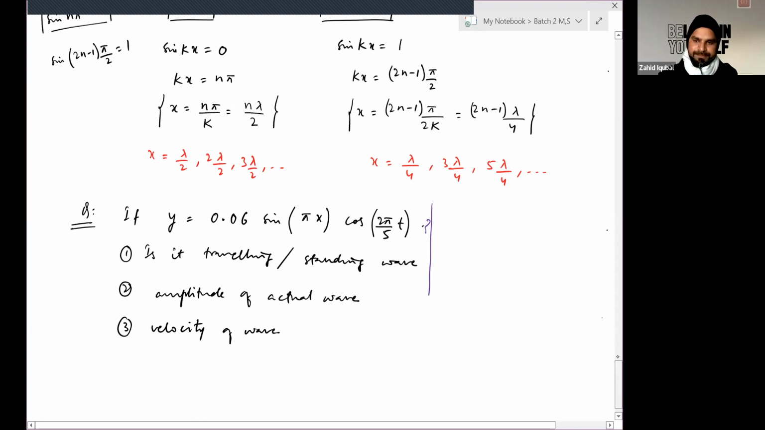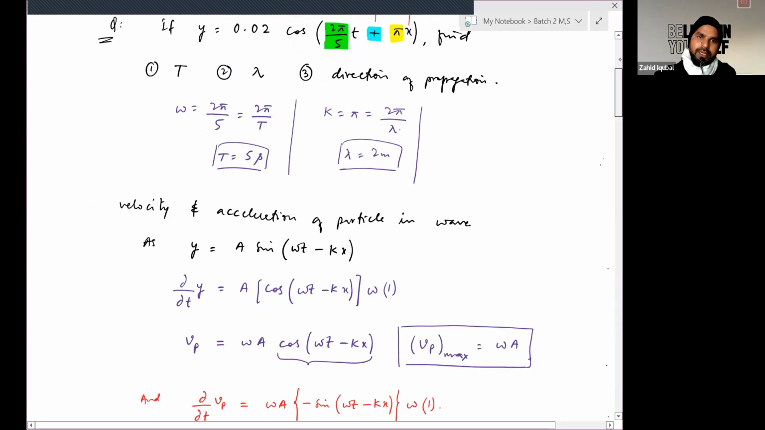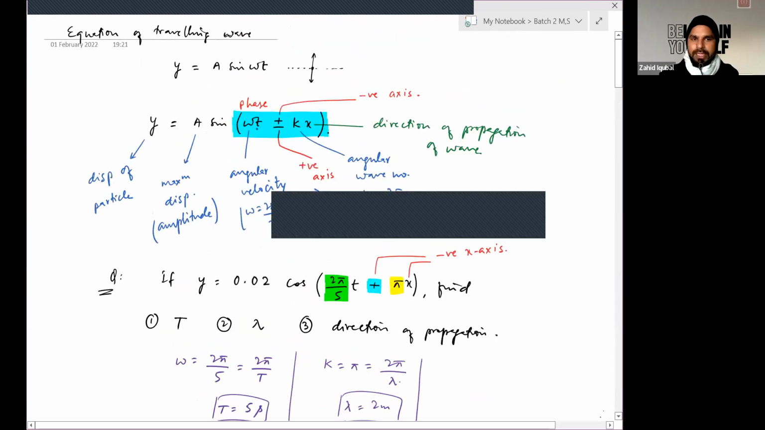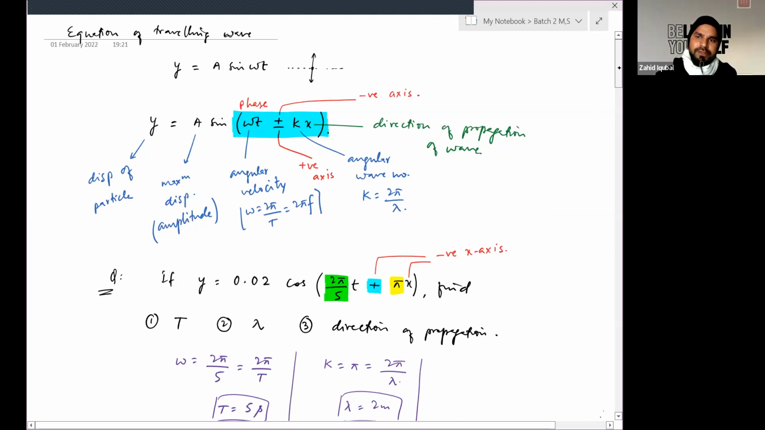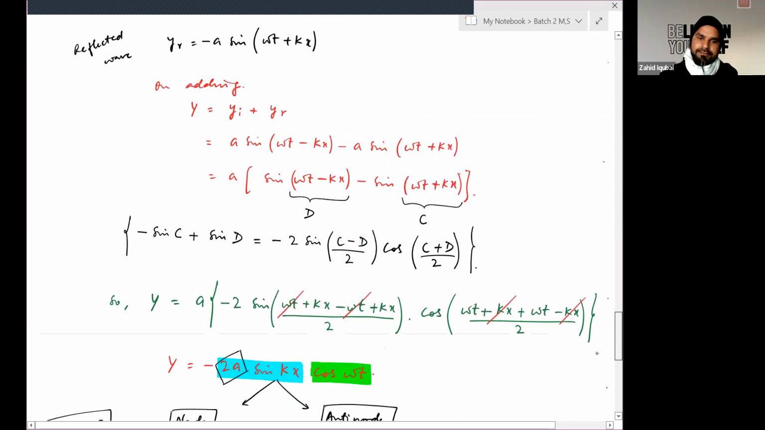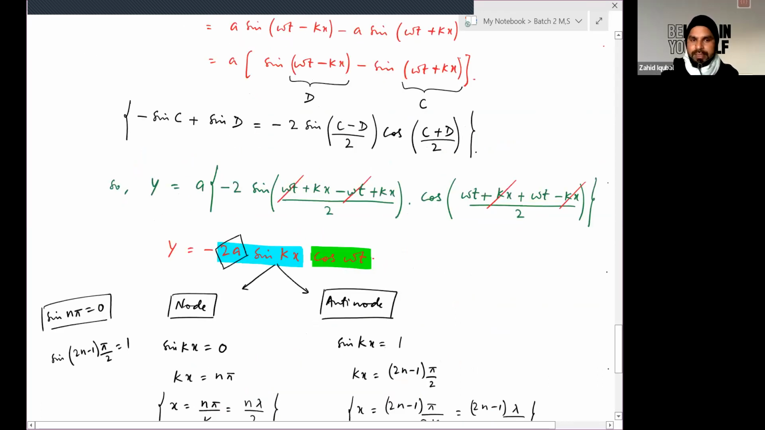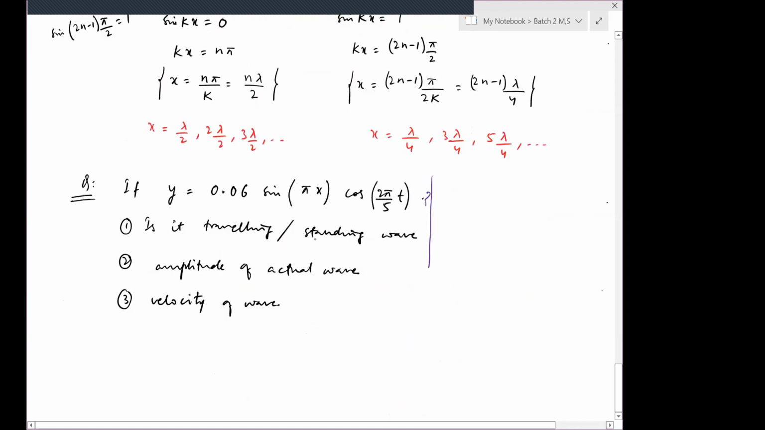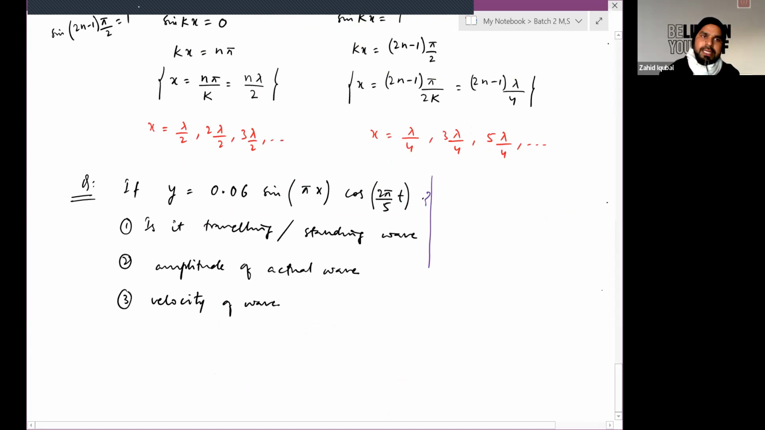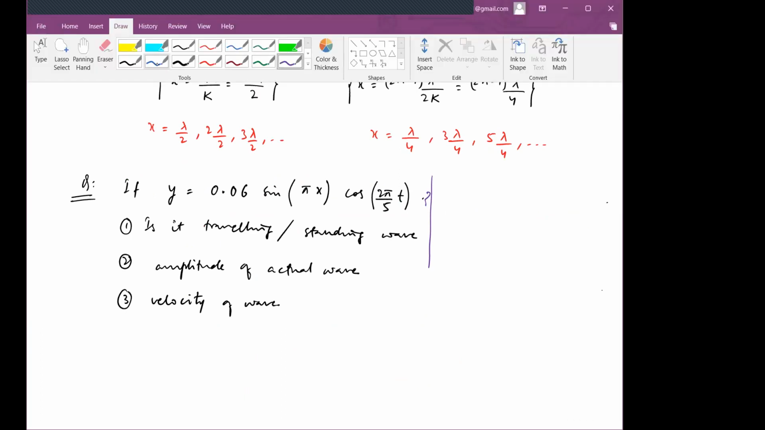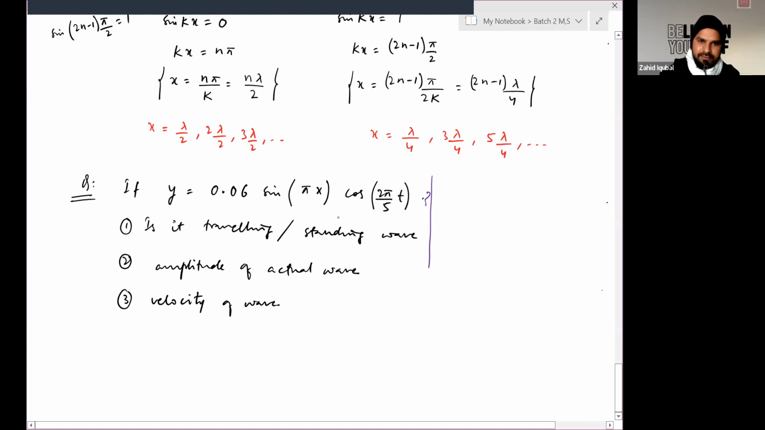Just compare. For a traveling wave, omega t and kx both will be together in one bracket. But in the case of a standing wave, both will be in different functions. One is sine of kx and the other is cos omega t, meaning the kx part and the omega t part are written separately. Samaira, is it clear how to distinguish? Yes, sir. So what can you say about this particular wave? Standing wave. Good. So this is the equation of a standing wave.